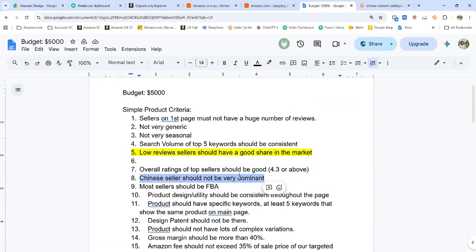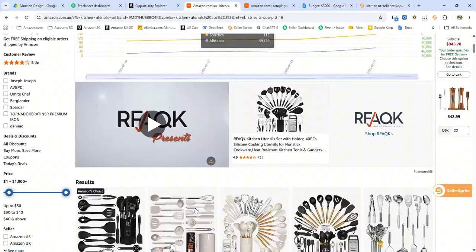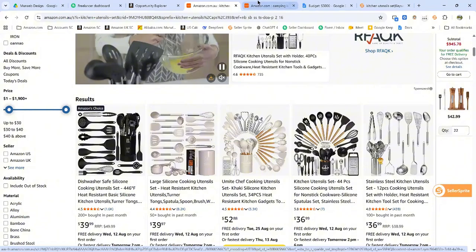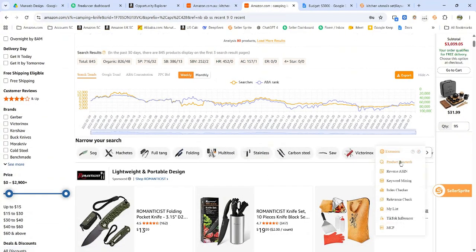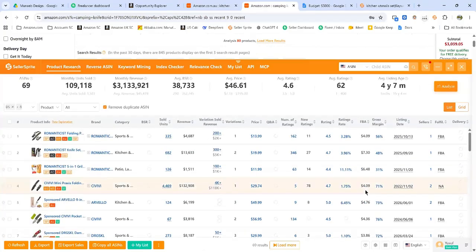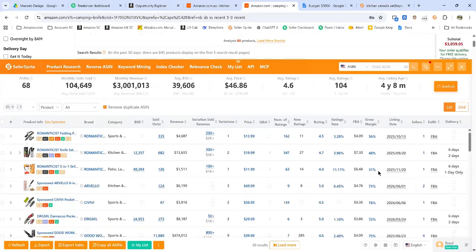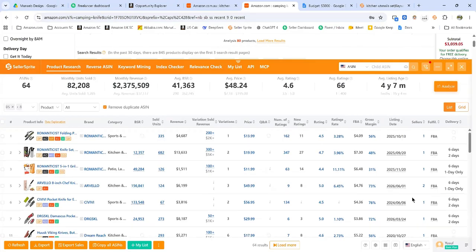Chinese sellers should not be very dominant. In Amazon Australia, it's not an issue. Usually there are very few Chinese sellers. So it's not an issue in Amazon US and other markets. We can check it using the product research tool, or we can also check them manually.